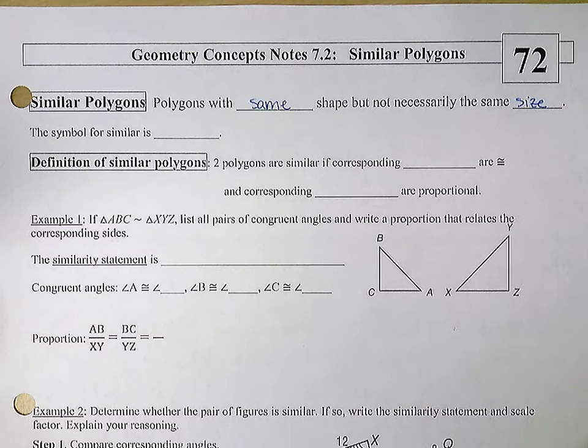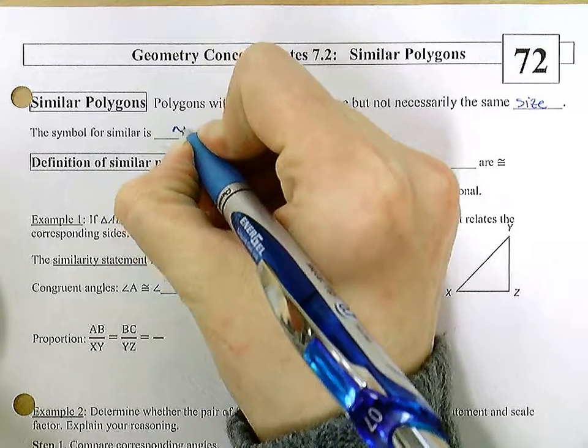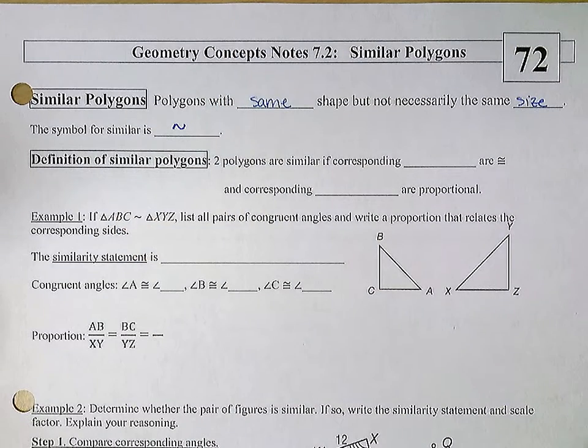The symbol for similarity is the squiggle here. It's kind of like our congruent symbol without the equal sign.